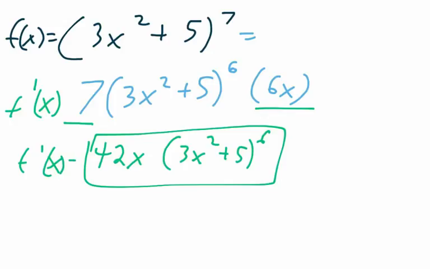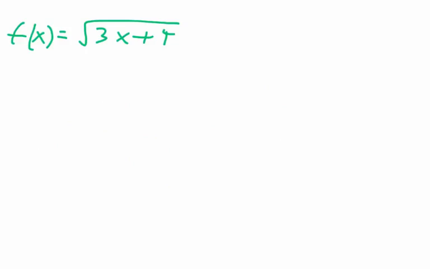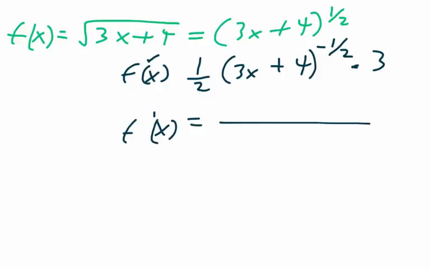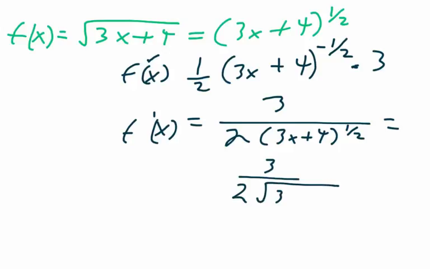So you leave the inside alone, you use your power rule, then you take the derivative of the inside. Let's try it again with the square root of 3x plus 4, which is really (3x plus 4) to the 1/2 power. Bring the 1/2 down to take the derivative. 1/2 minus 1 is negative 1/2, times the derivative of the inside, which is 3. So 3 is really the only thing we have on top. On the bottom we have (3x plus 4) to the 1/2, or it could also look as 3 over 2 square roots of 3x plus 4.